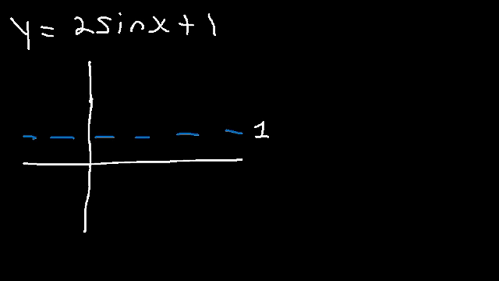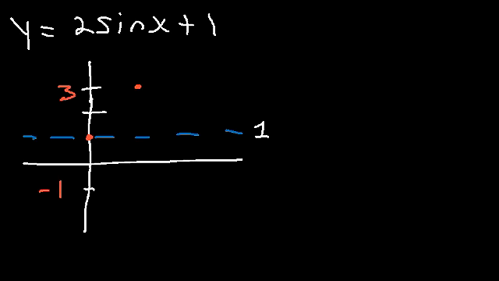So if you add 2 to 1, the highest point will be 3. And if you subtract 2 from 1, the lowest point is going to be negative 1. So it's going to vary between negative 1 and 3. So it's going to start at the top, at the center.